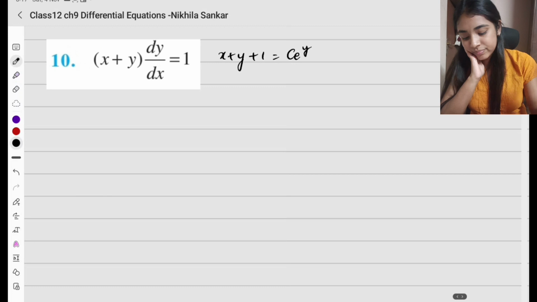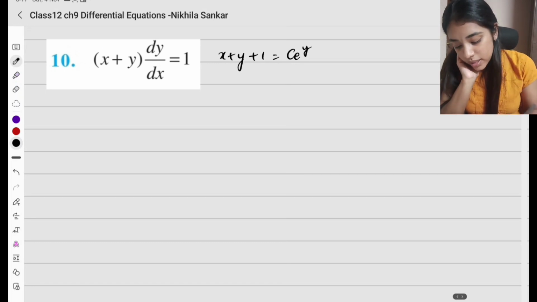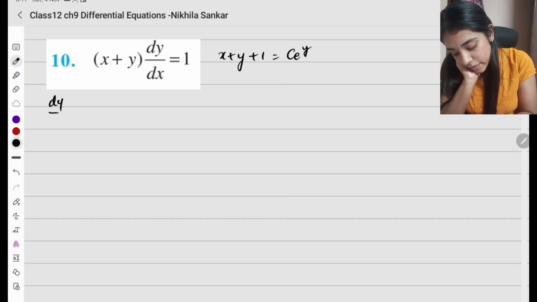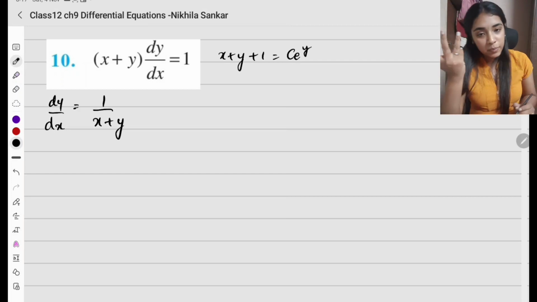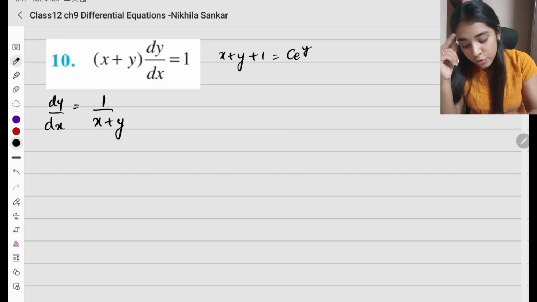Question number 10. Okay, solve பண்ணலாமா? I have dy by dx form எழுதுவோமா first? dy by dx equals 1 divided by x plus y. இதை split பண்ண முடியுமா? முடியாது. So what you have to do?